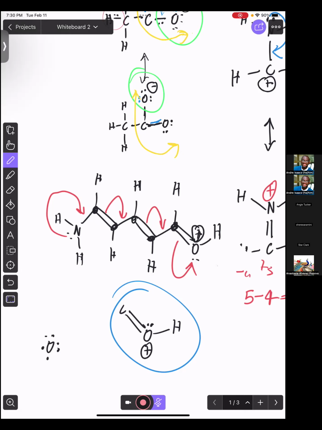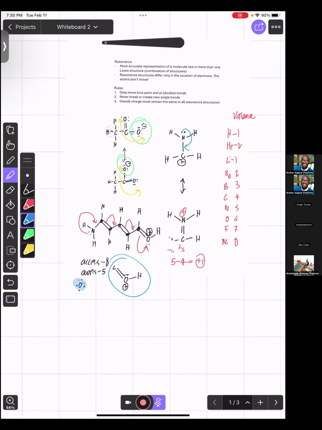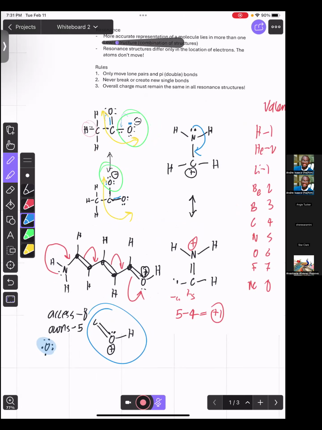So right now, the oxygen has access to 8. So let's write that. It has access to 8, but it only owns 5, okay? And it should own 6 of the 8 that it's sharing. So that's what that calculation is, okay? All right, you all had a lot of questions, so hopefully this makes sense to you all. Is it making sense? All right, let's move on to the next page.